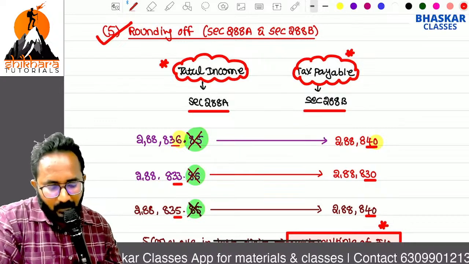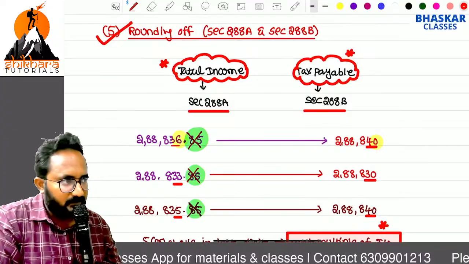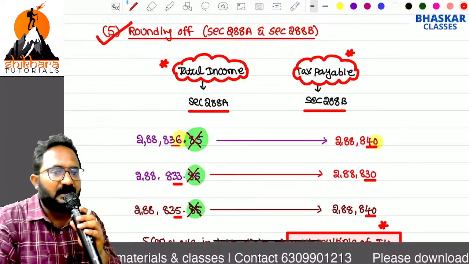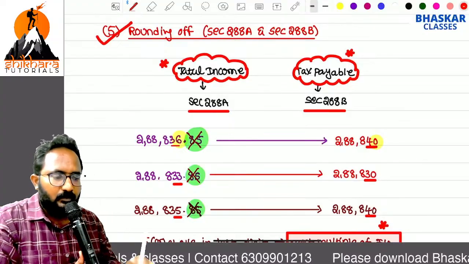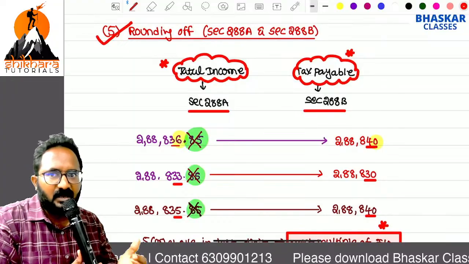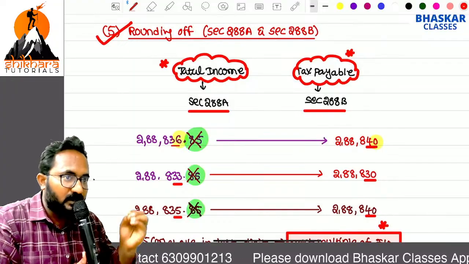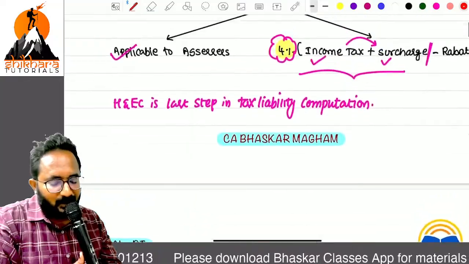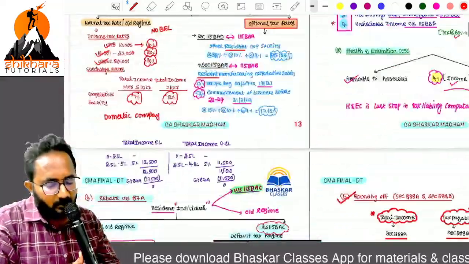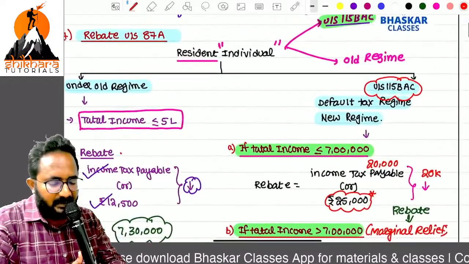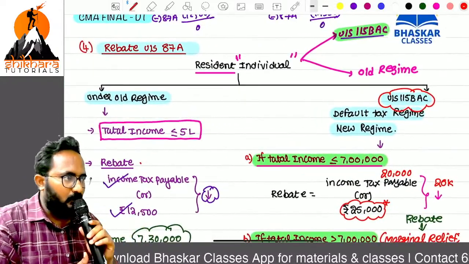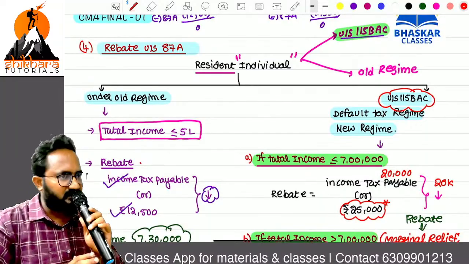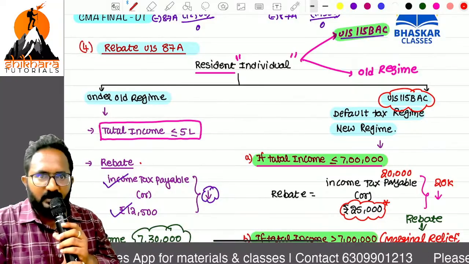I'm not talking about the marginal relief concept. Marginal relief concept we can discuss separately. I just completed the rebate concept, okay? In the old regime they have not given any rebate under the marginal relief concept. In the new regime only they mention it. I have not started the discussions relating to marginal relief. I just completed the rebate concept. Under the old regime, they just gave one provision. In future, they will discontinue the old regime at any cost.